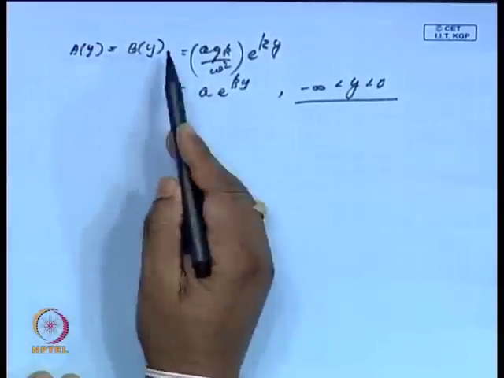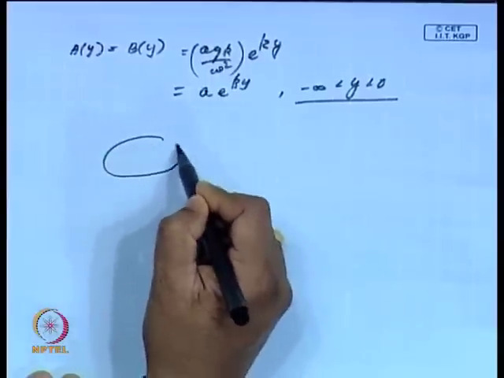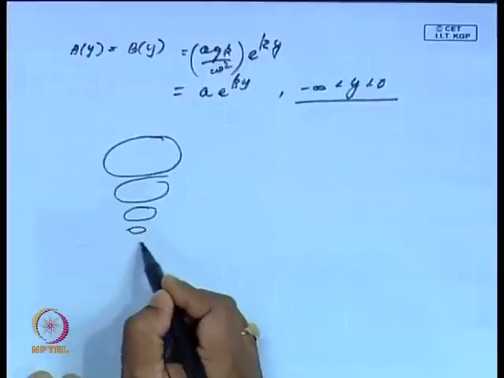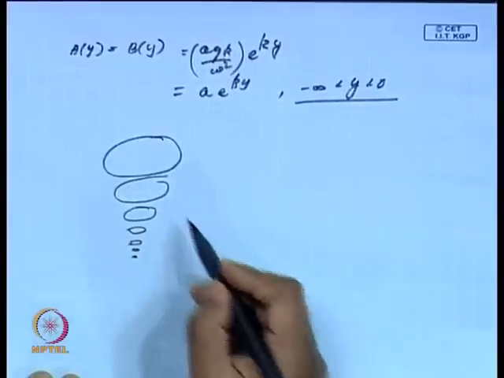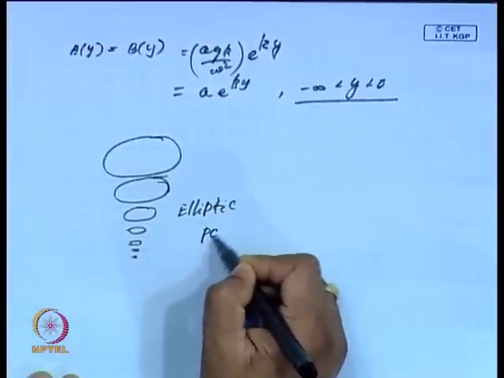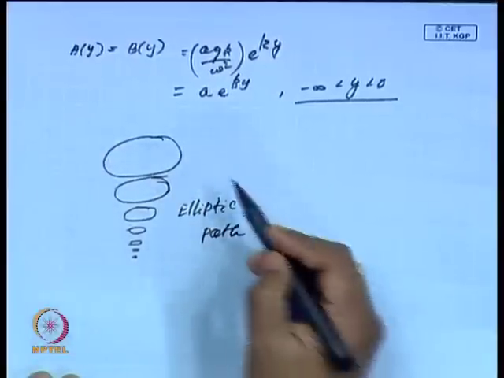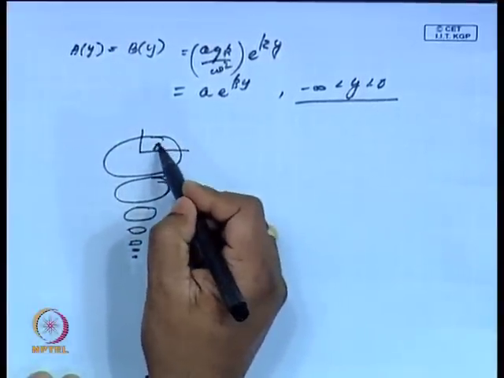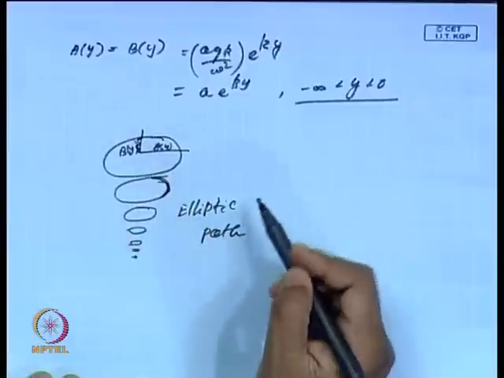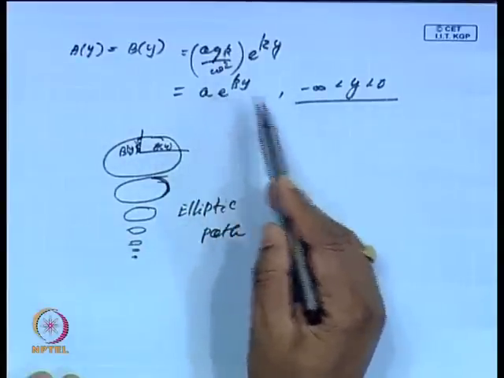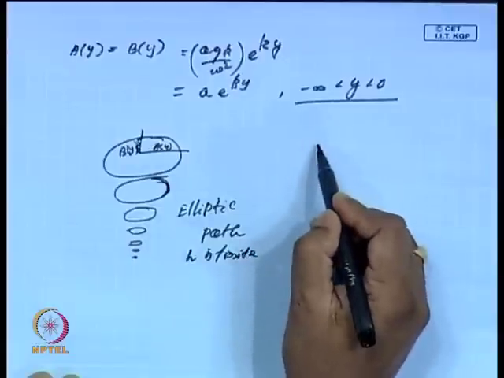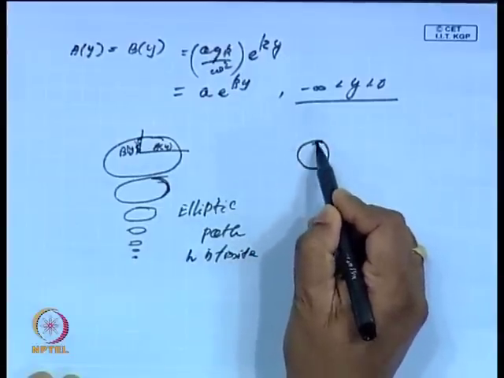Hence when a_y becomes b_y, initially the particles were following an elliptic path for finite water depth, and it was decreasing as we go down in the water depth. This was the a_y part, this was my b_y part. This is an elliptic path for h finite. On the other hand, when h becomes infinite, they follow a circular path.